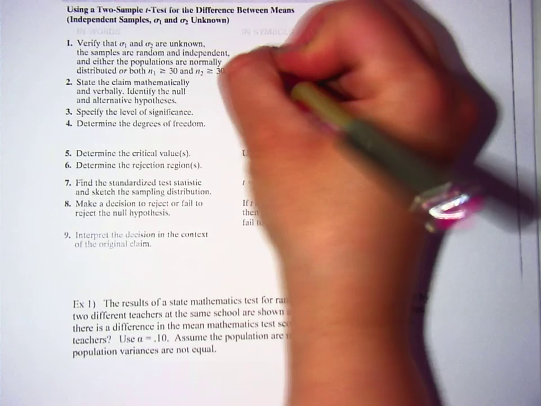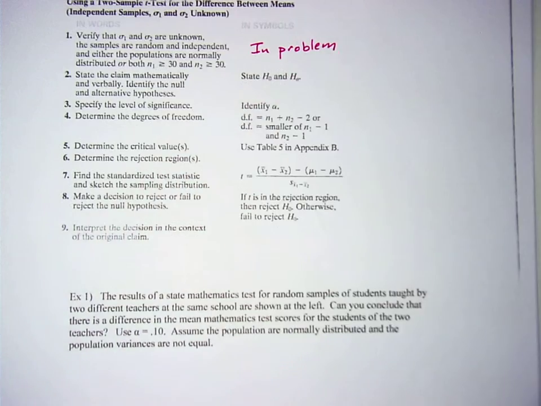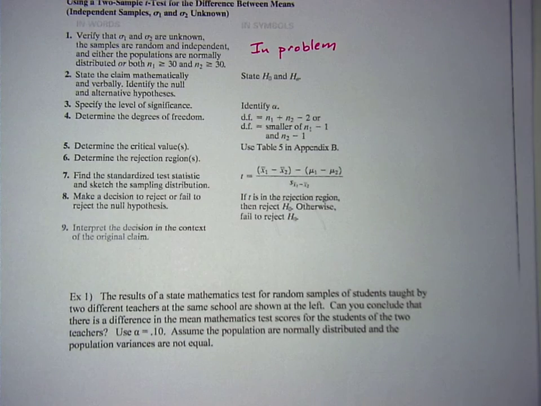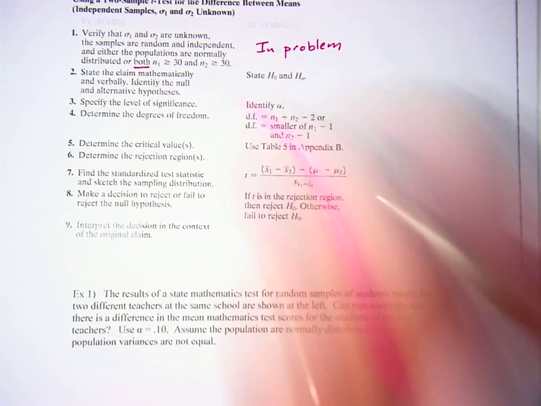I would have combined a lot of these, but we'll just go with it for now. So verify that they are unknown, sigma, and both sigmas are unknown. The population is random and independent. The population is normal or bigger than 30, and both of them are. That's important. Both of them are bigger than 30.